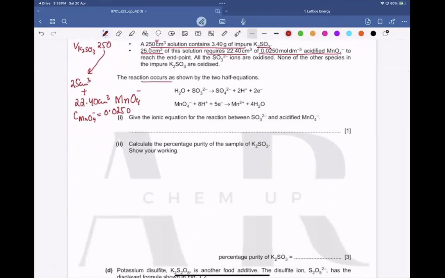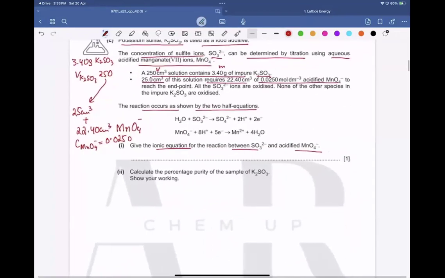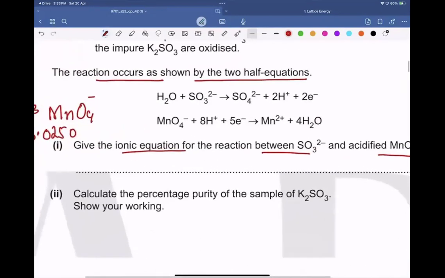The reactions occur as shown by two half equations. Give the ionic equation for the reaction between sulfite and manganate. So see, there are two half equations. We know that this is an oxidizing agent, right? If it's an oxidizing agent, it must undergo reduction, and sulfite in this case must undergo oxidation. Is this understandable to all of you?